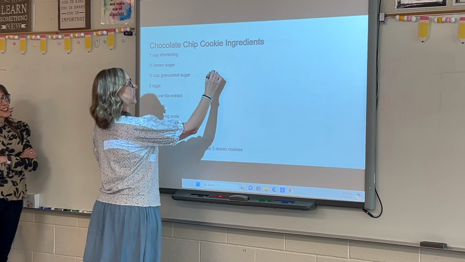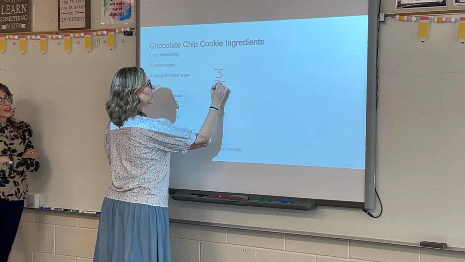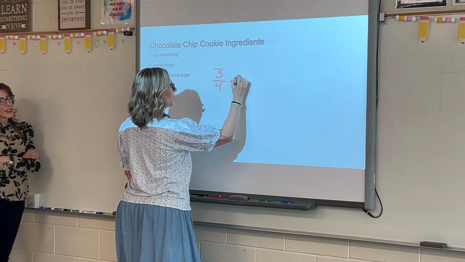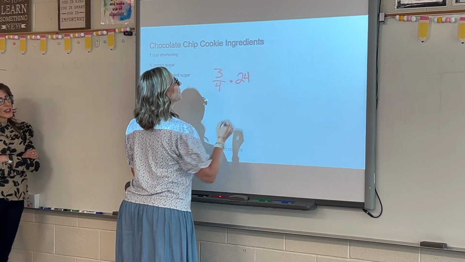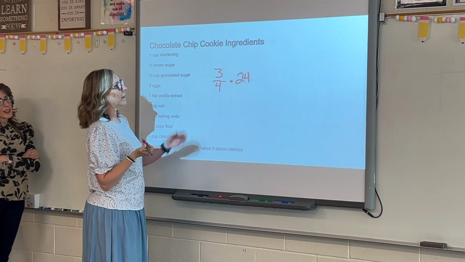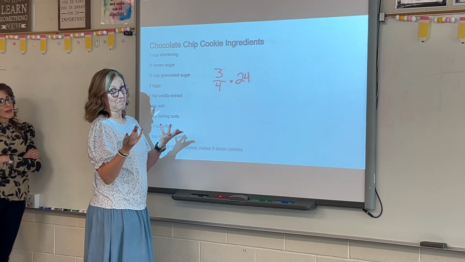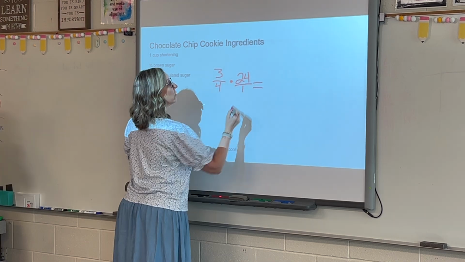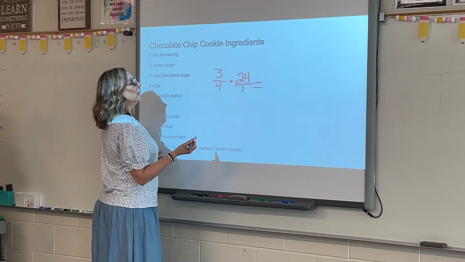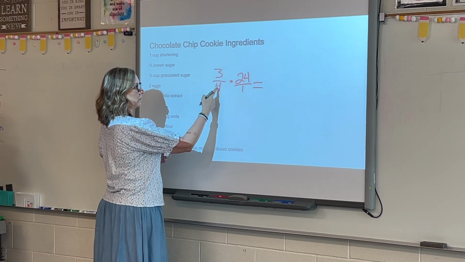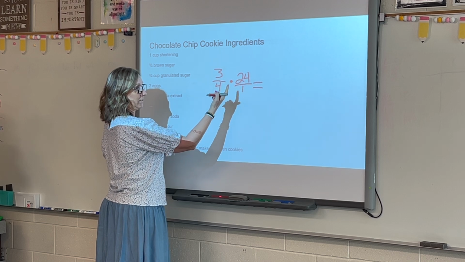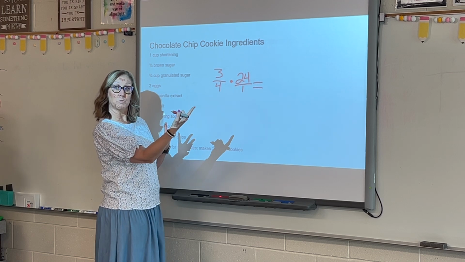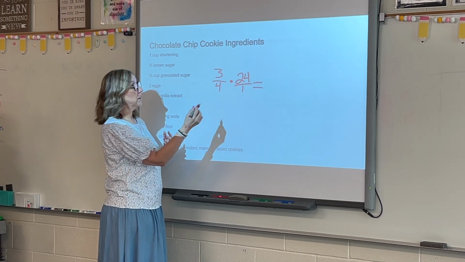All right, so we're going to take our 3/4 cup of brown sugar and we're going to multiply it by 24 because we need 24 batches of cookies. When we multiply a fraction by a whole number, we need to just make that whole number a fraction also by putting a 1 under it. We're going to multiply straight across. I'm going to check first 4 and 24 just to see if I can cross cancel first before multiplying, and multiply with smaller numbers because that's easier.